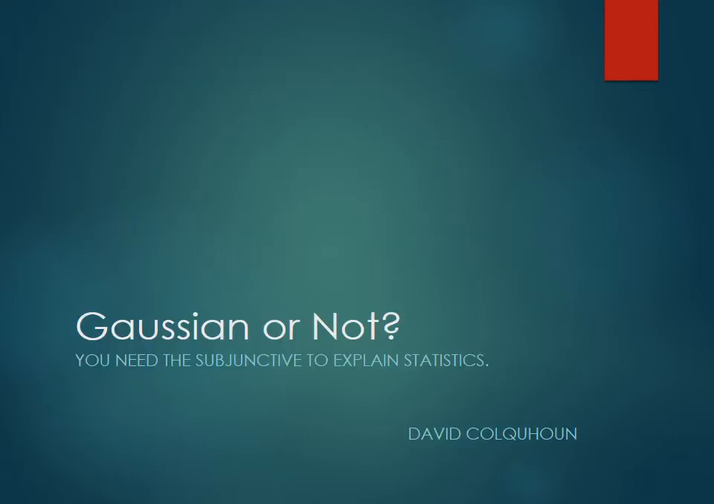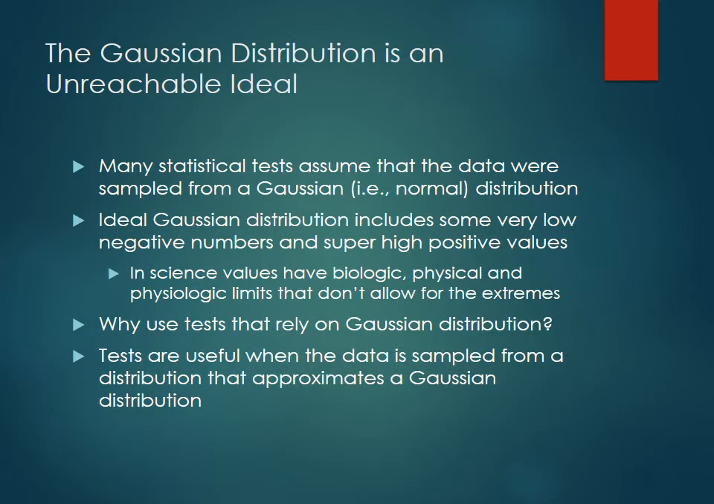So moving on, we're next going to be talking about normal distributions and trying to determine whether the data we're looking at is Gaussian or not. We said that many statistical tests assume that the data you're sampling comes from a Gaussian distribution, or normal distribution. Again, remember that bell curve that we were looking at. When looking at an ideal Gaussian distribution, it should include very, very low negative numbers and super high positive numbers.